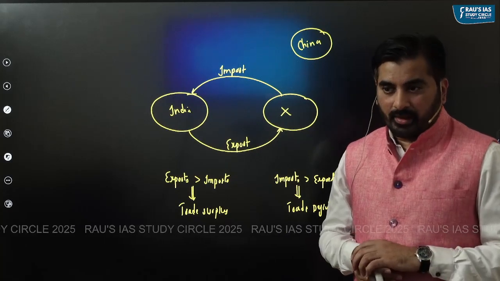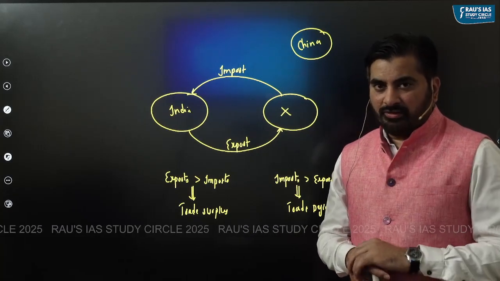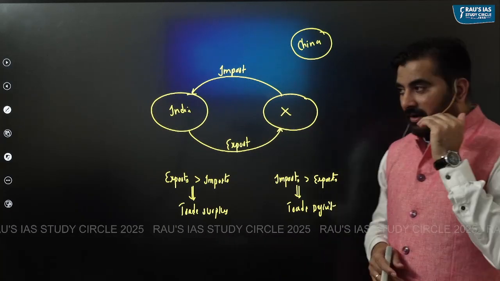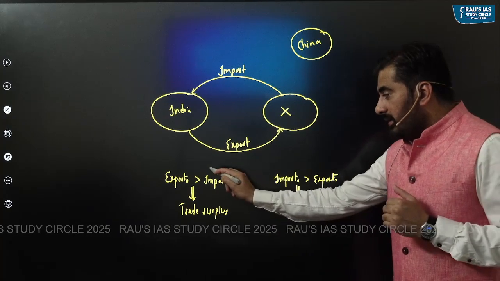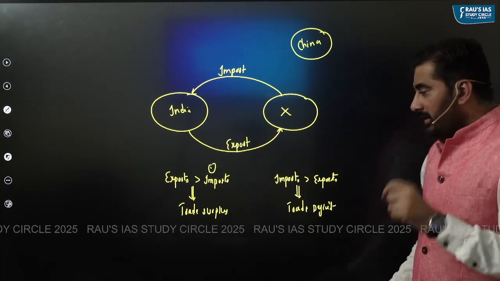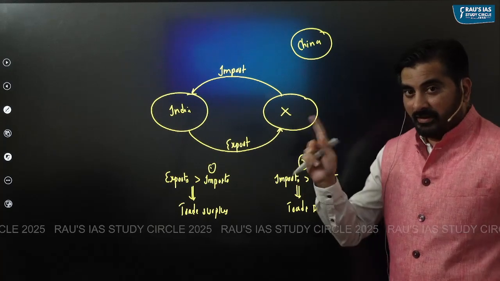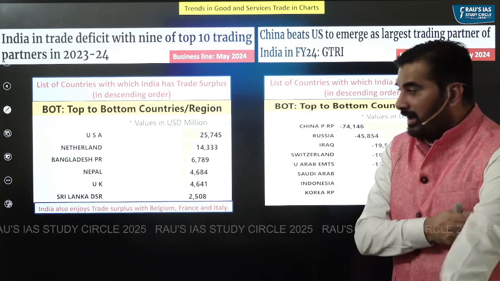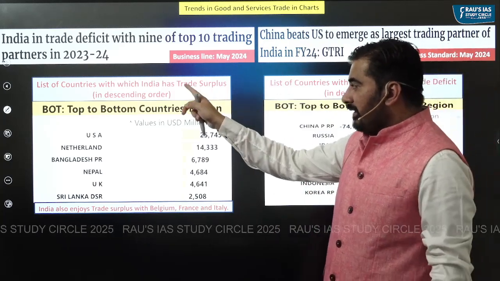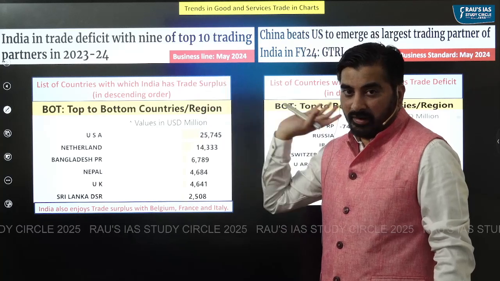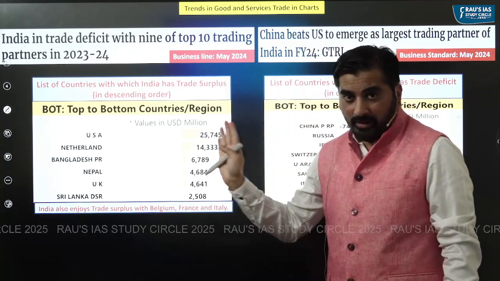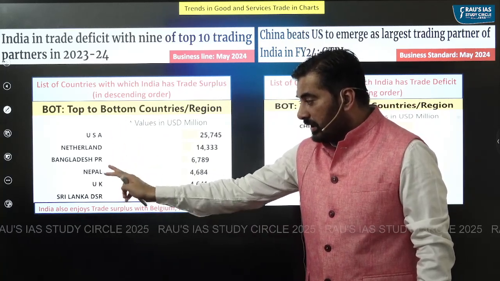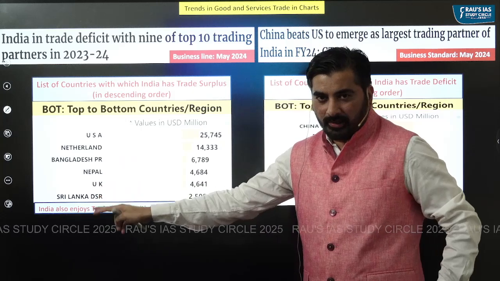That's the first thing. Apart from that, in UPSC prelims, you could get a question as to with which countries India has trade surplus and with which country India has trade deficit. These are the two types of questions that you can get. So you can see here I have highlighted the list of countries with which India has trade surplus. And the countries here include US, Netherlands, Bangladesh, Nepal, UK and Sri Lanka.